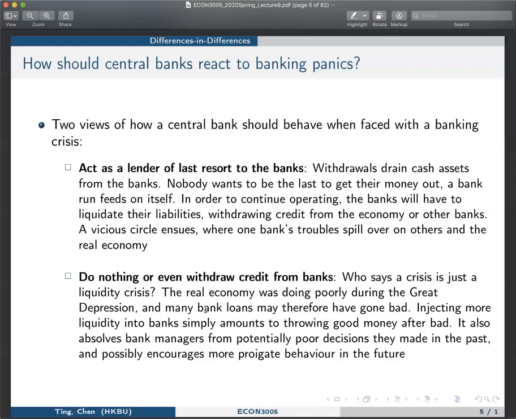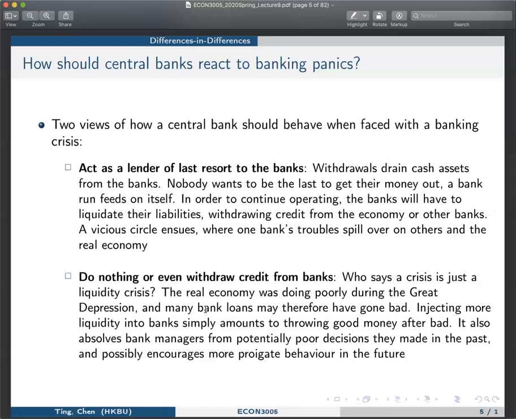But there is another school of thought that objects to this active role of the central bank in the financial crisis. They think the central bank should do nothing or even withdraw credit from banks.